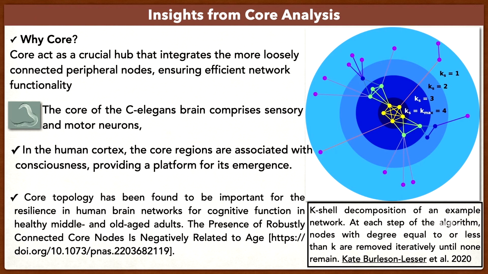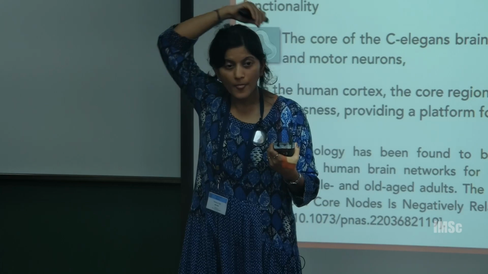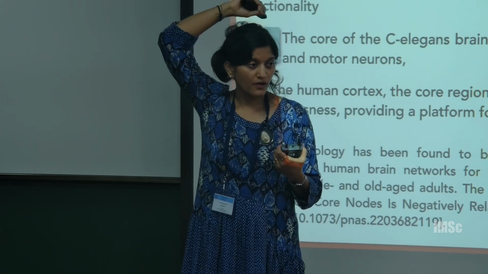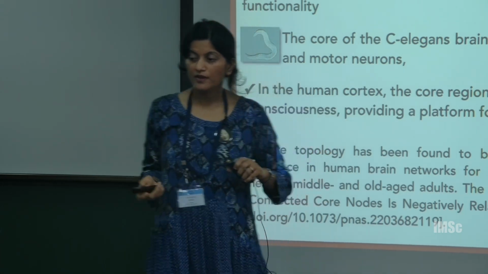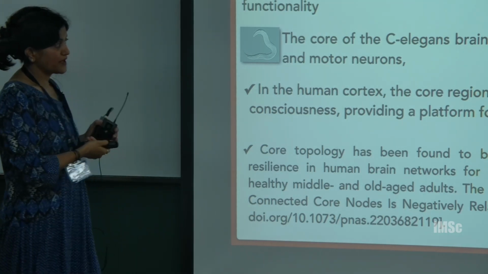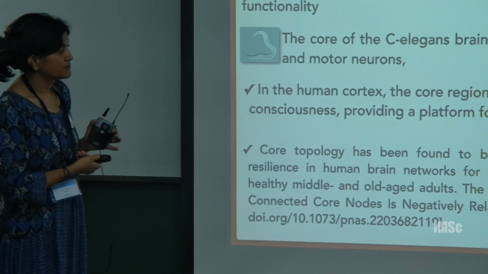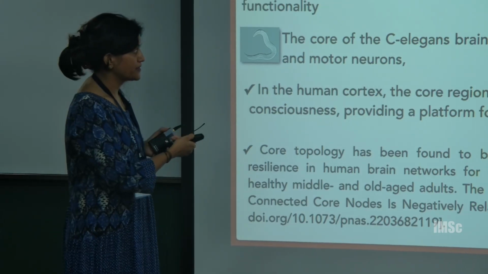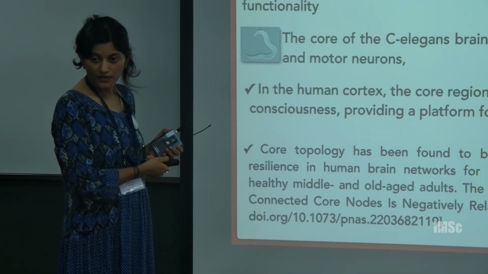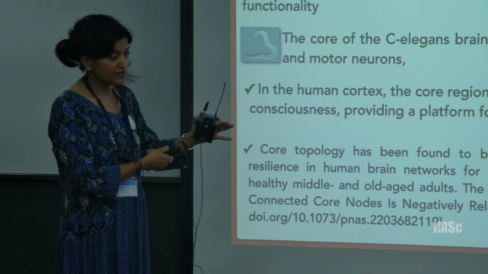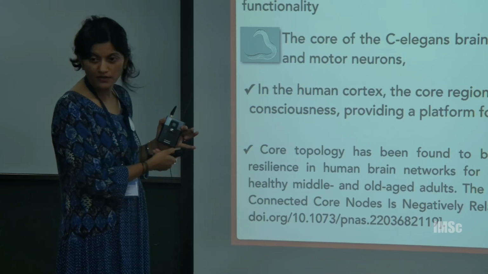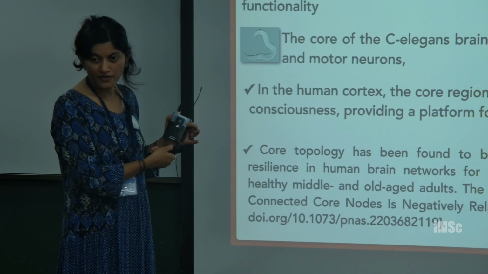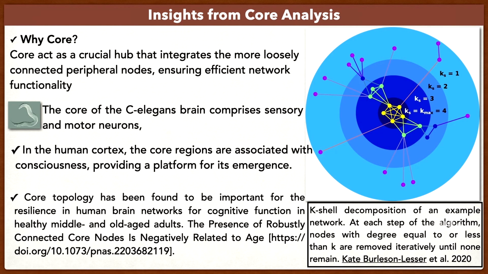Do you all know what the core structure is? Some of you know. Okay, so here you can see with this schematic that these degree 1 nodes are the peripheral nodes. You remove these nodes and you are left with these nodes, the lowest degree nodes. You again remove these nodes. If you keep doing this process, you get the core of the network.